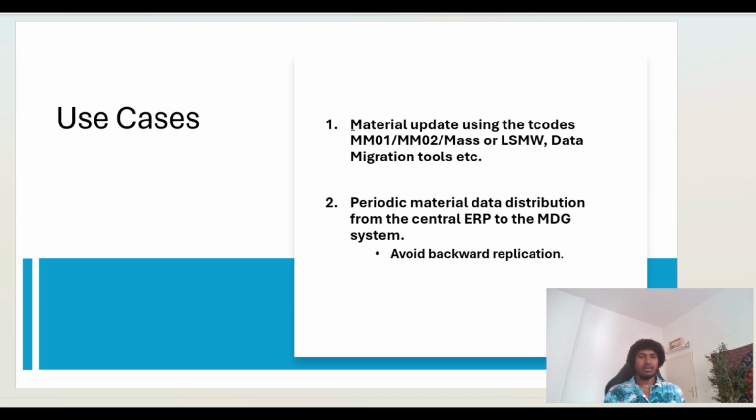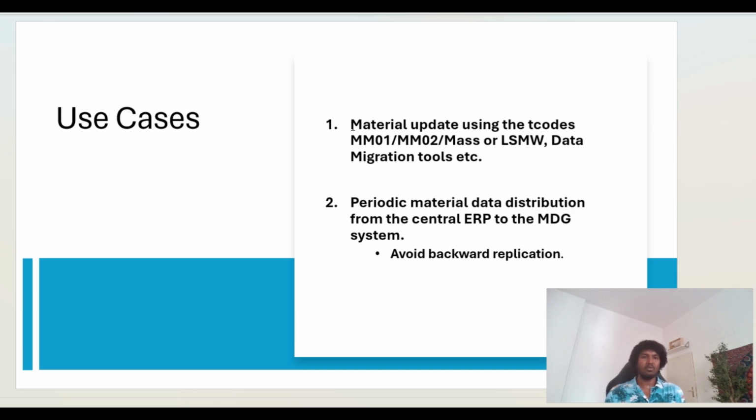Otherwise, there are cases where the materials are periodically distributed from the central ERP system to the MDG system. I had this requirement from one customer who has been using the central ERP system for so long, which is connected to so many online processing systems. And these online processing systems are creating or updating the material master data in the central ERP system. So we had to replicate this master data to the MDG system, and we should make sure that this master data is not replicated back to the central ERP system, because in the DRF we configured the central ERP system also as a target system.